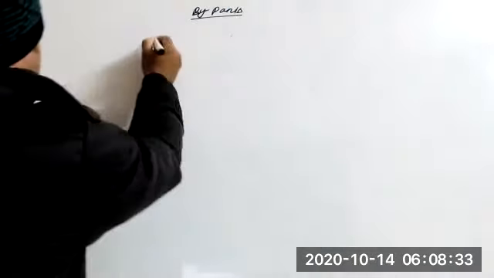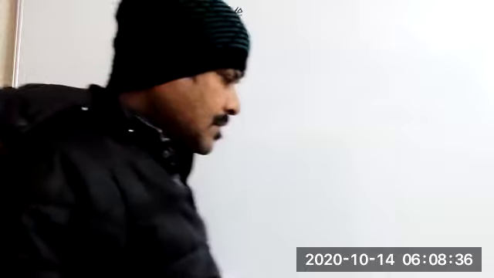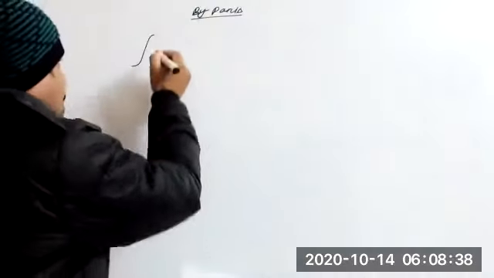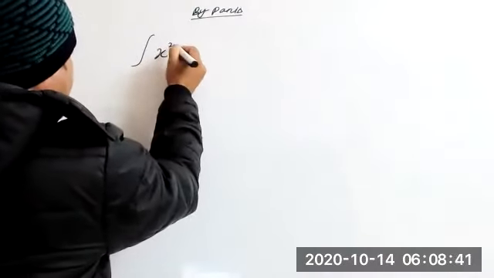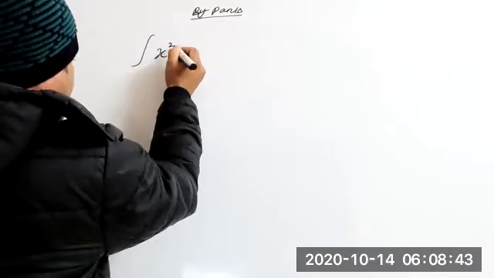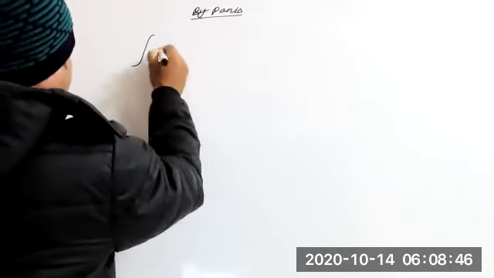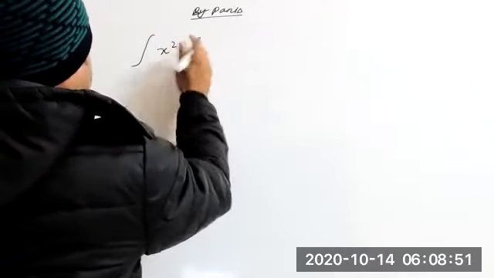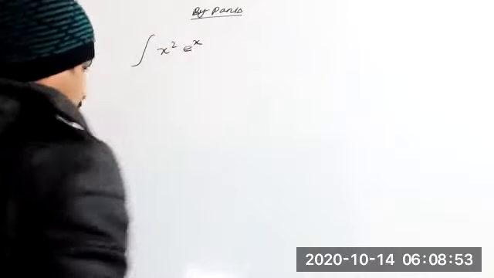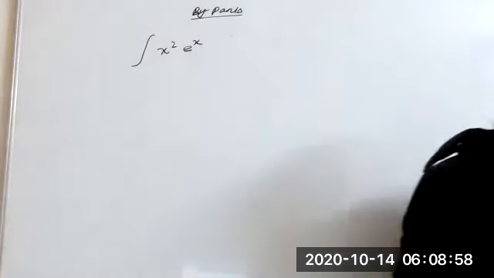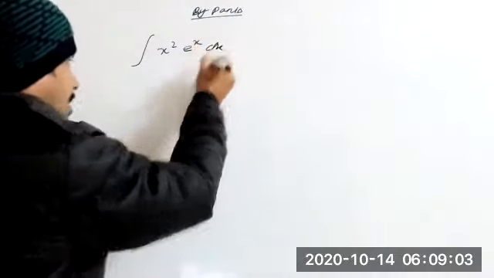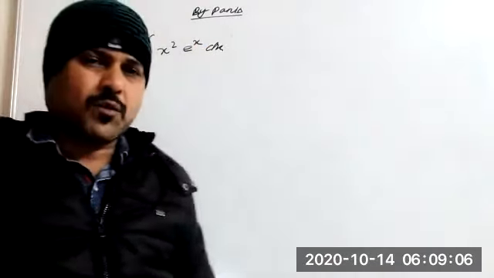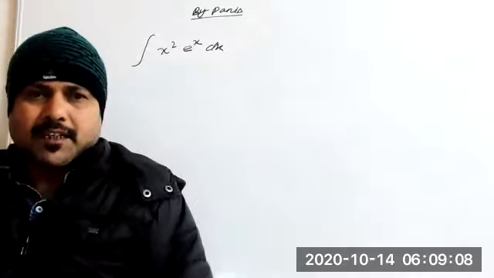Suppose we have the integration of x square into e to the x, x square into e to the x. Both are two different functions, right? So we have to use the by parts multiplication.